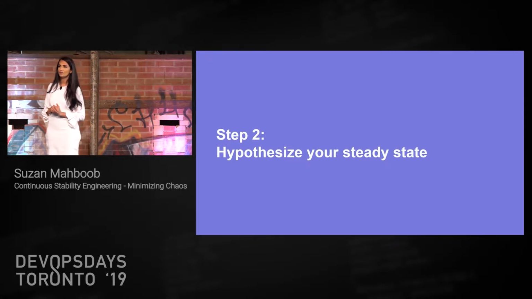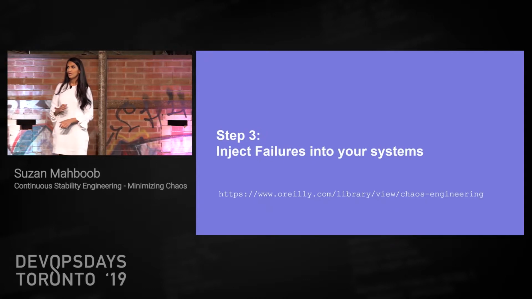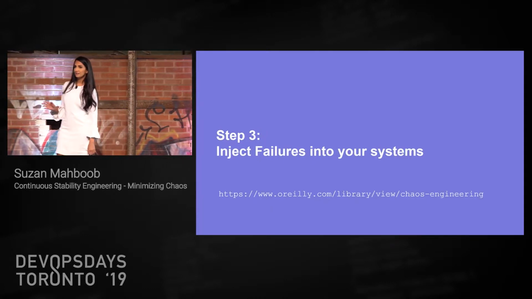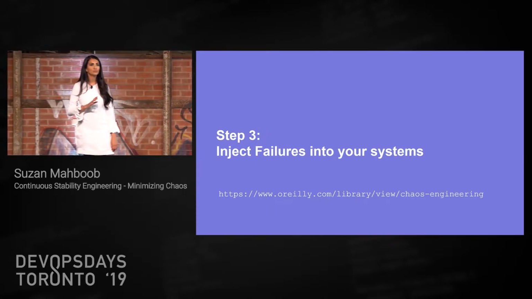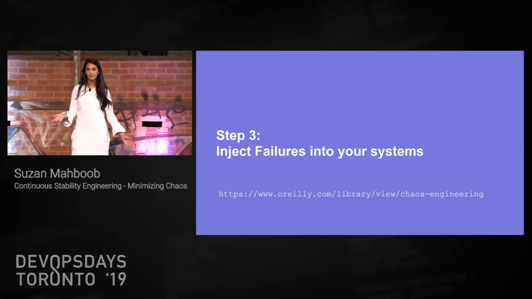Step two, so you're ready for steady state, you'll have to hypothesize your steady state. If you were to inject failures, what would happen? How would your system behave? Even if you don't practice chaos engineering, you can actually do this with your team because it really helps you map out all the possibilities of what can go wrong within your environment.